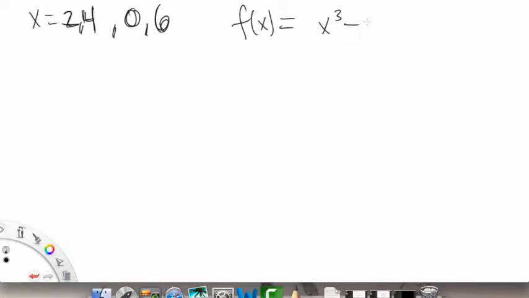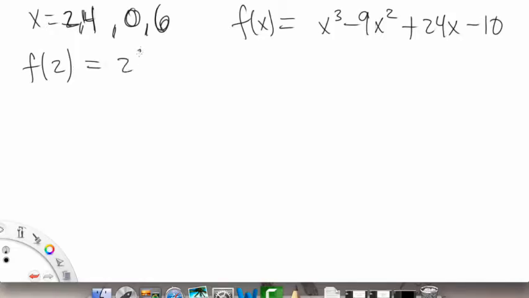Now we have x equals 2, 4, 0, and 6. We can just group them all together because we don't have to identify them later as critical points or endpoints. You just say this is the minimum, this is the maximum. Our f of x, just a reminder, is x to the third minus 9x squared plus 24x minus 10. So we just plug them in. f of 2, for example, is 2 to the third minus 9 times 2 squared plus 24 times 2 minus 10.